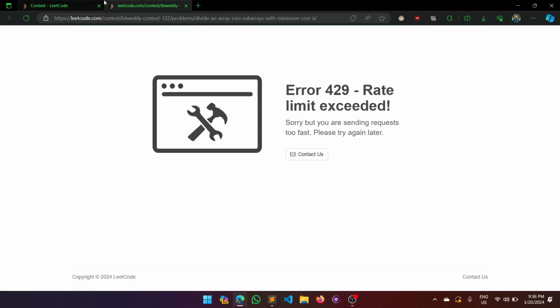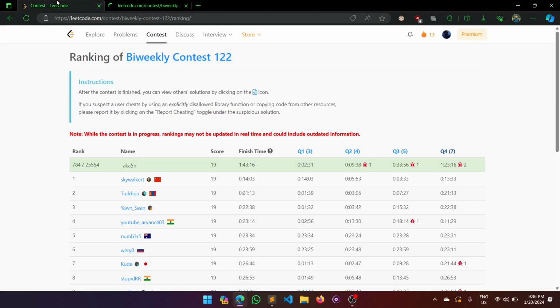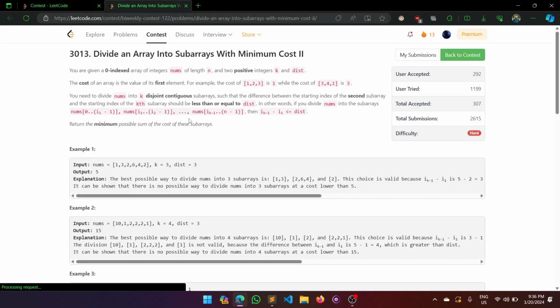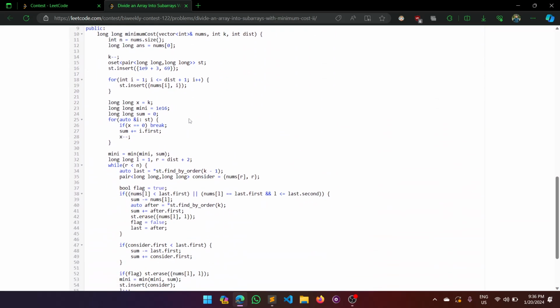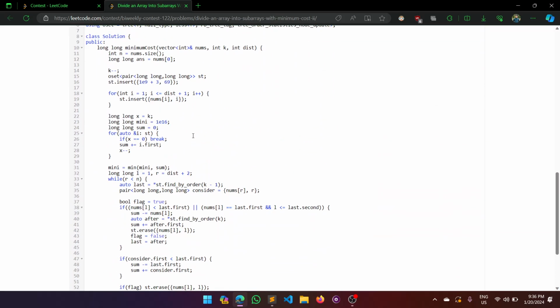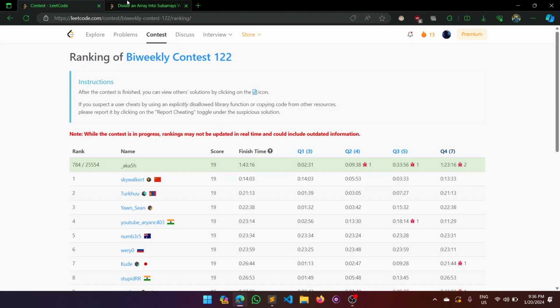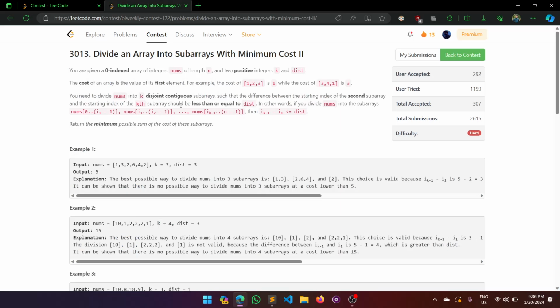Now going back to the last problem, which is tagged as the hardest problem in this set. The idea is pretty simple. I'll tell you what exactly I am doing here. So basically you're given an array, and there are two integers that have been explicitly given to you, which are k and dist. It's like the harder version of the first problem that we have already gone through.